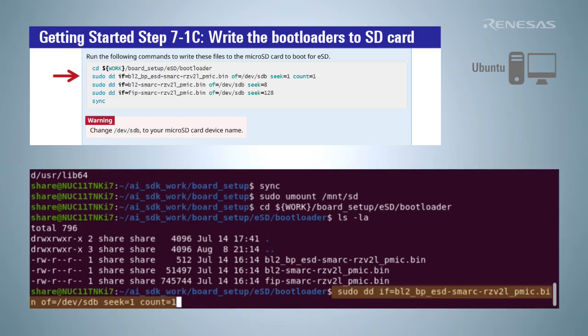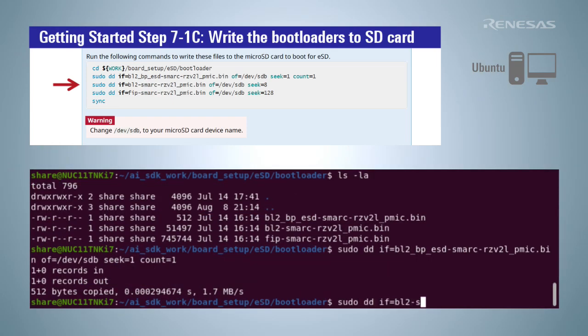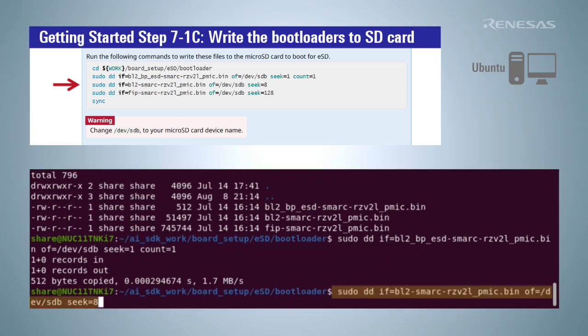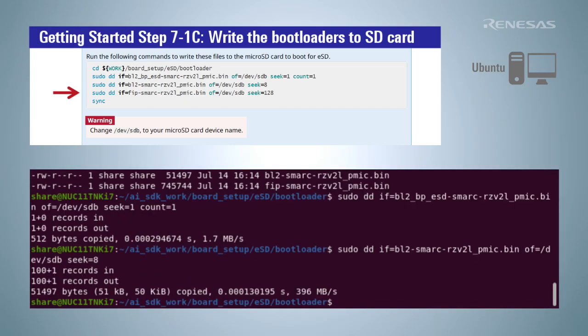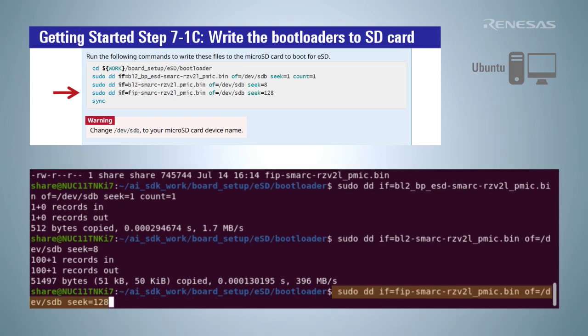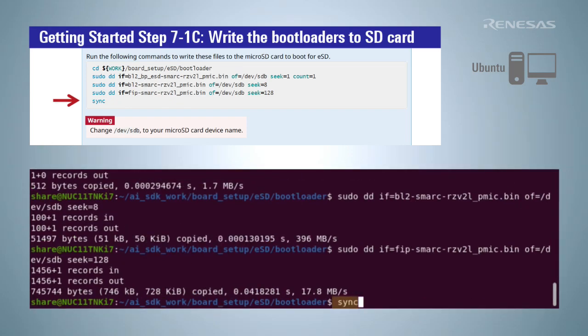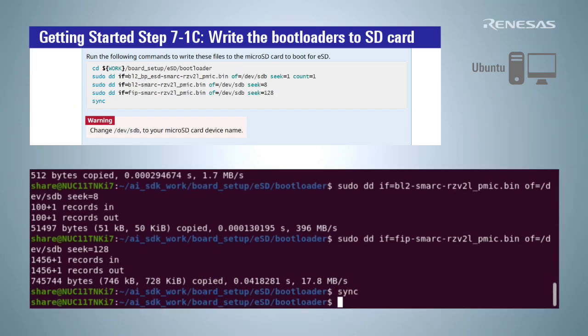Write the first bootloader to micro SD card. Write the second bootloader to micro SD card. Write the third bootloader to micro SD card. Sync the micro SD card to write all data stored in the cache. Now you have completed writing bootloaders.